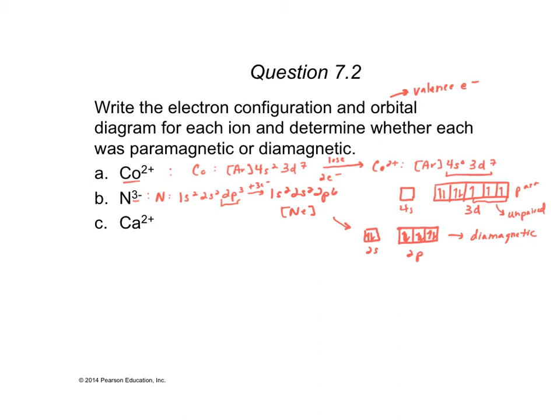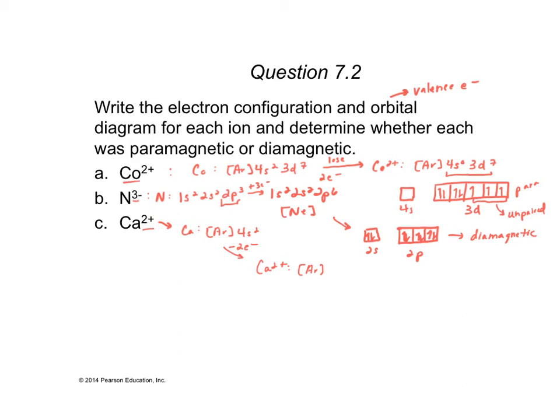Okay, and so then last guy, calcium. Calcium is main group. We're forming the calcium 2+ cation. So calcium by itself is argon, and then it is 4s2. So for main group, we just take them out in reverse order of how we put them in. So we're going to lose 2 electrons here to form the 2+ cation. We're going to be left with calcium 2+, which is just argon.